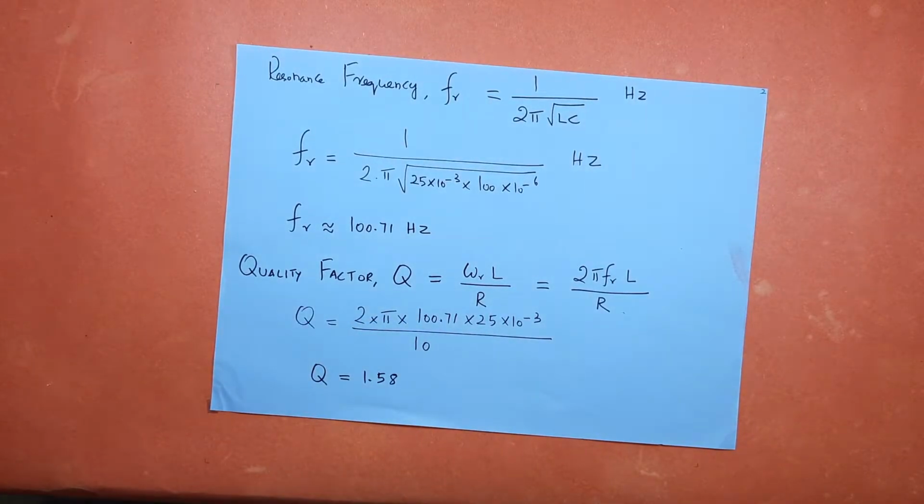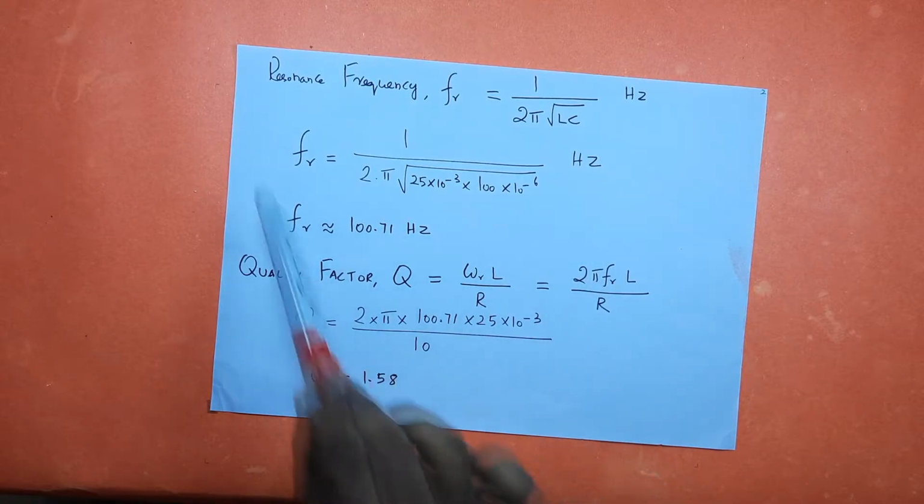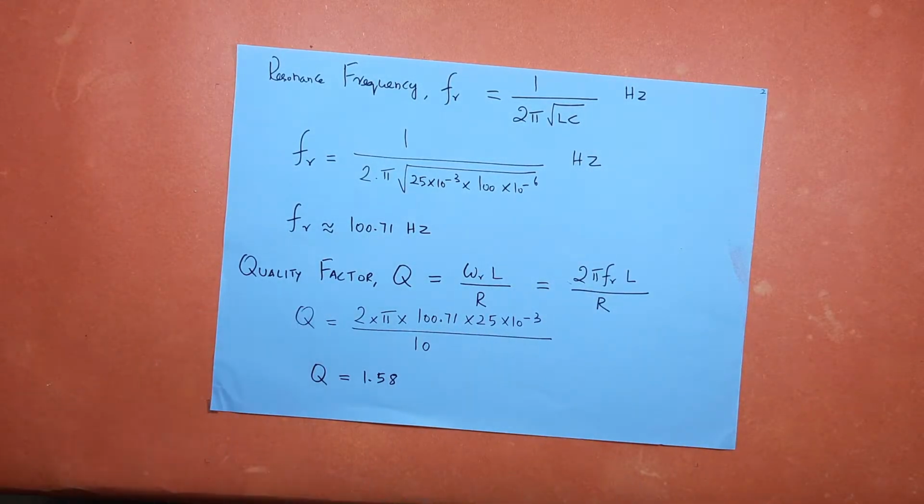Resonance frequency FR equal to 1 divided by 2 pi root of LC. So this is the formula. Just substitute the values in the formula. FR equal to 1 by 2 pi square root of L, which is 25 into 10 power minus 3, C is 100 into 10 power minus 6. If you calculate this, you get FR equal to 100.71 Hertz.